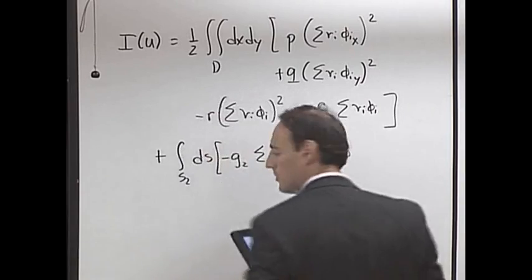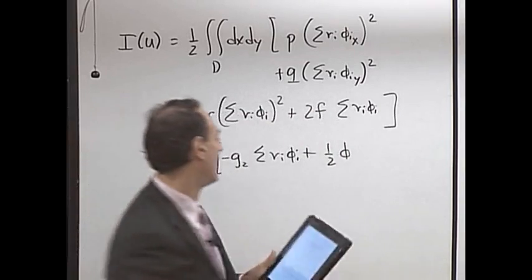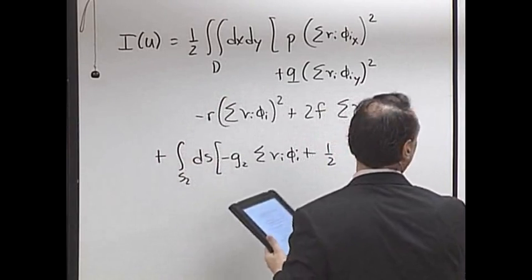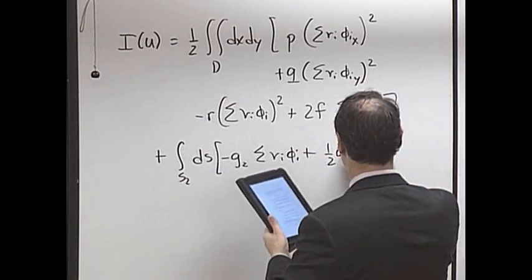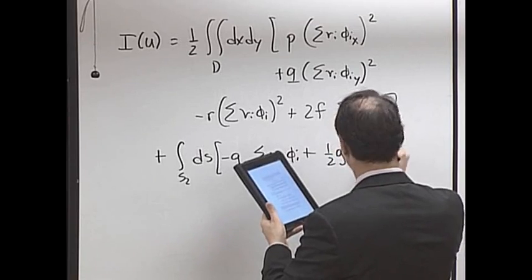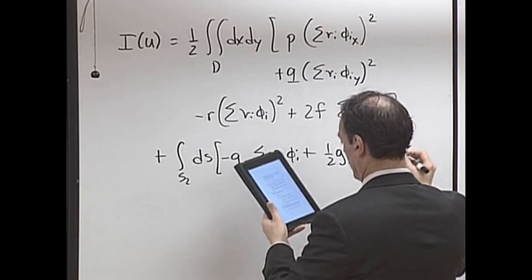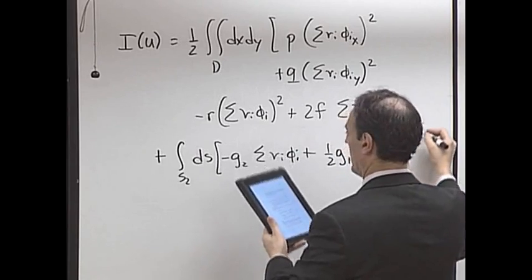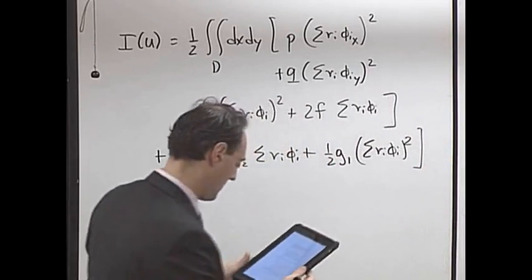G1. Don't forget my G1. Okay. So you see, big old mess. Where's my G1? I got a G1 up there. G1. Okay. All right. There it is. Not so bad.